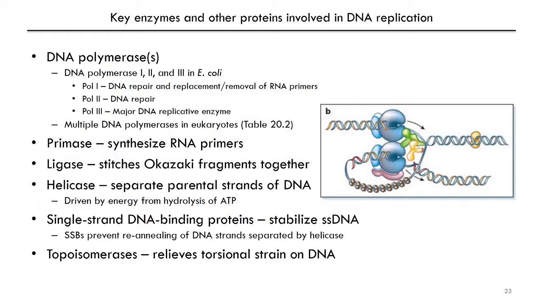In the previous part of the lecture, we had already discussed the role of primase in synthesizing RNA primers, which allow DNA polymerase 3 to start replicating DNA. And we also explained that DNA ligase joins Okazaki fragments together once the DNA has been replicated. Here I have just introduced several other proteins. Helicase separates the parental strands of DNA using the energy from ATP. Single-strand DNA binding proteins stabilize single-stranded DNA, preventing reannealing of the strands separated by helicase. And topoisomerases relieve the torsional strain on DNA that results from unwinding.